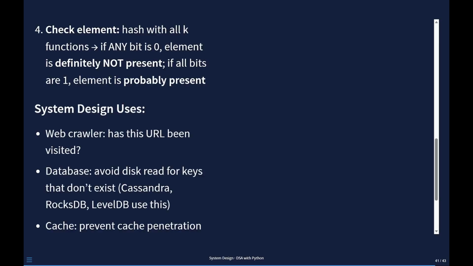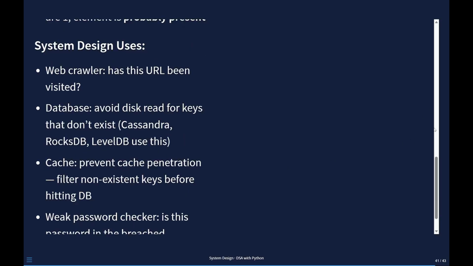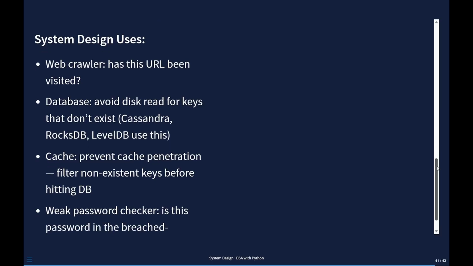Real System Design Applications. A web crawler uses a Bloom filter as its Seen URLs set. Before putting a URL in the frontier queue, check the Bloom filter. If it says definitely not seen, add to the queue. If it says probably seen, skip it.